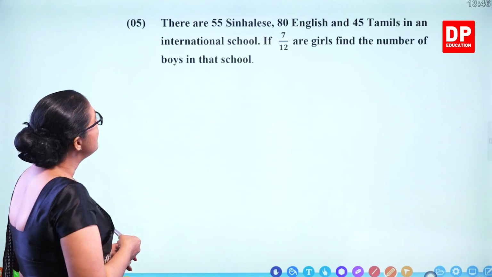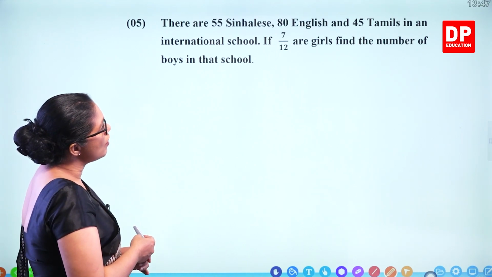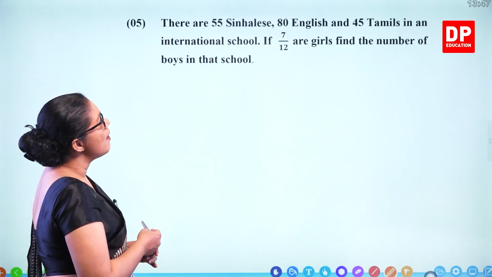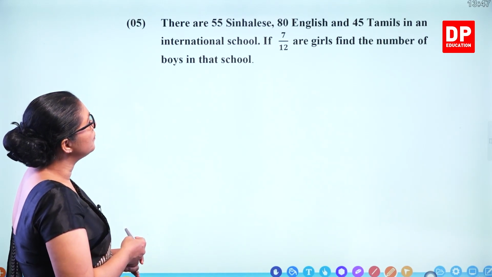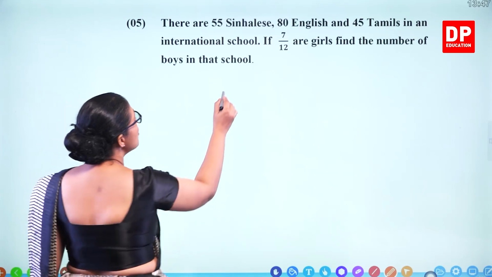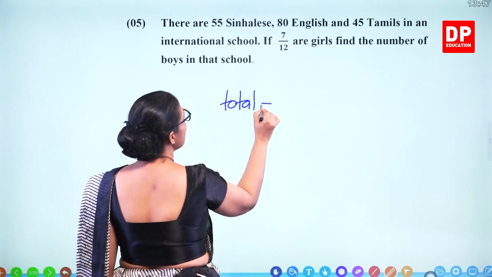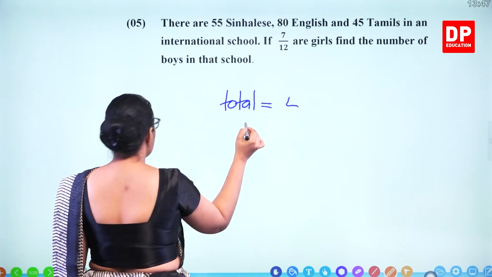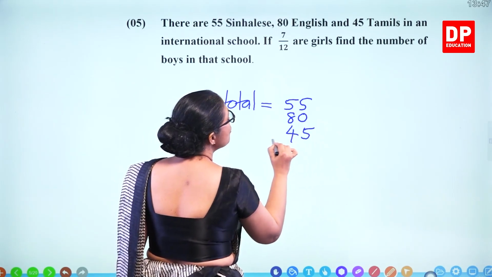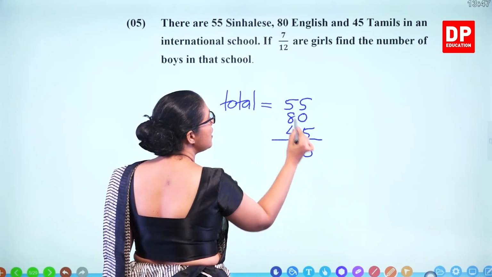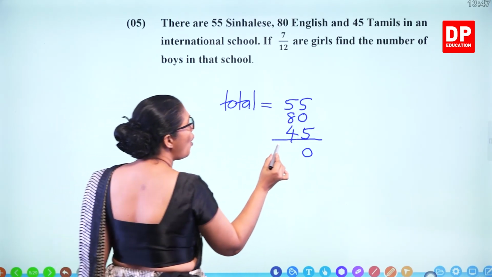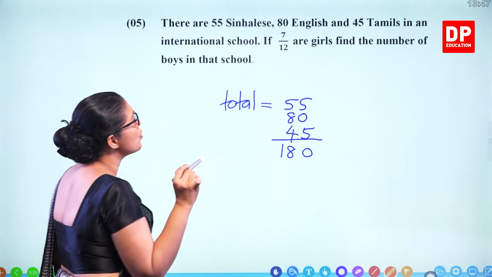Question number 5. There are 55 Sinhalese, 80 English and 45 Tamils in an international school. If 7/12 are girls, find the number of boys in that school. Here, altogether how many in total? You can find the total by adding 55, 80 and 45. 5 and 5 is 10, and here 1. That means 6 plus 8, 14. 14 plus 4, 18. So 180 altogether.